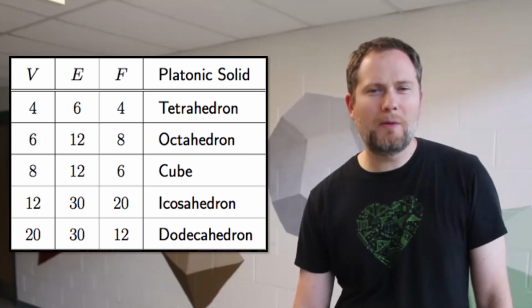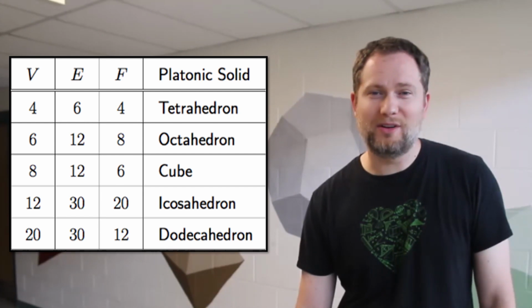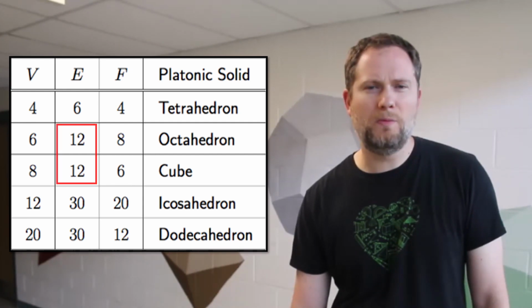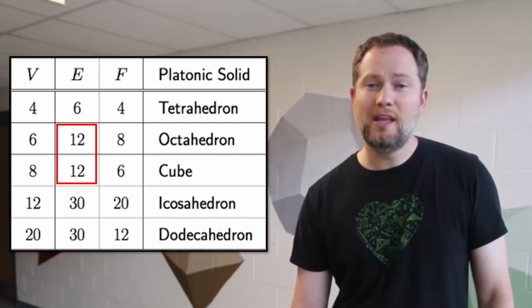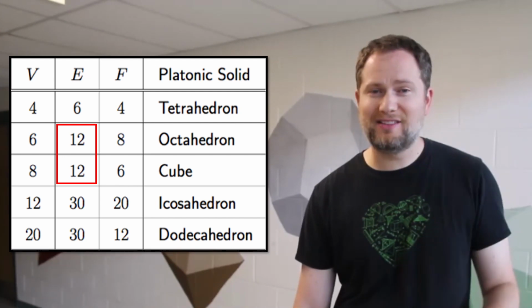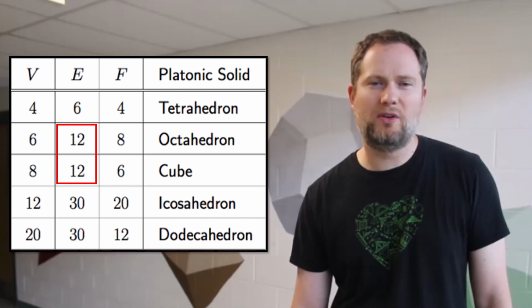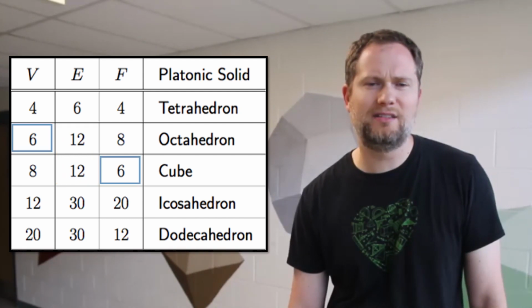Now, take a moment to really look at this table. What do you notice? The first thing you might notice is that there are some numbers repeated in the table. For example, the cube and the octahedron have the same number of edges. If you had a pile of 12 sticks, you could choose to make either one. And you will also notice that the number of vertices and faces are flipped for these 2 solids.